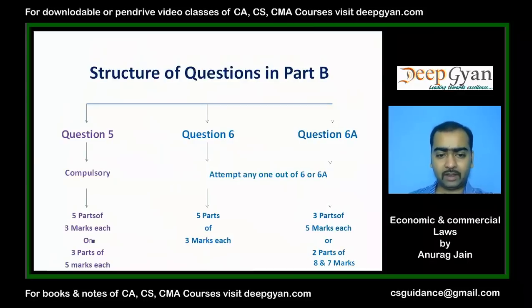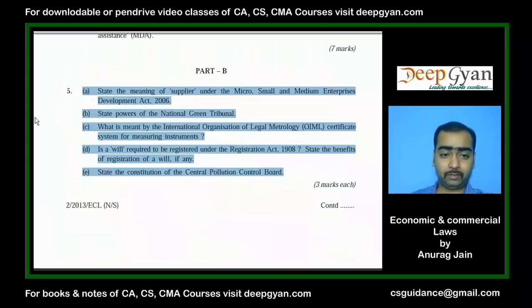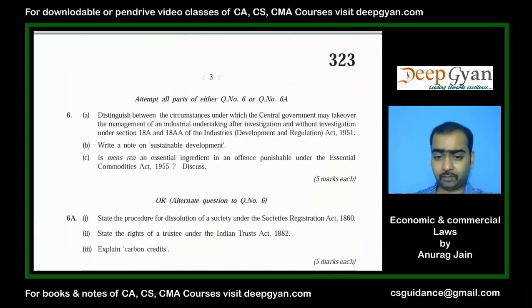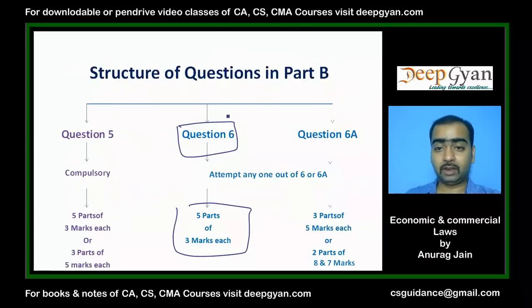Five parts of 3 marks each or 3 parts of 5 marks each, right? Question number 6, again 5 parts of 3 marks each, or 3 parts of 5 marks each, right? In this way you will get the questions in exams, right?